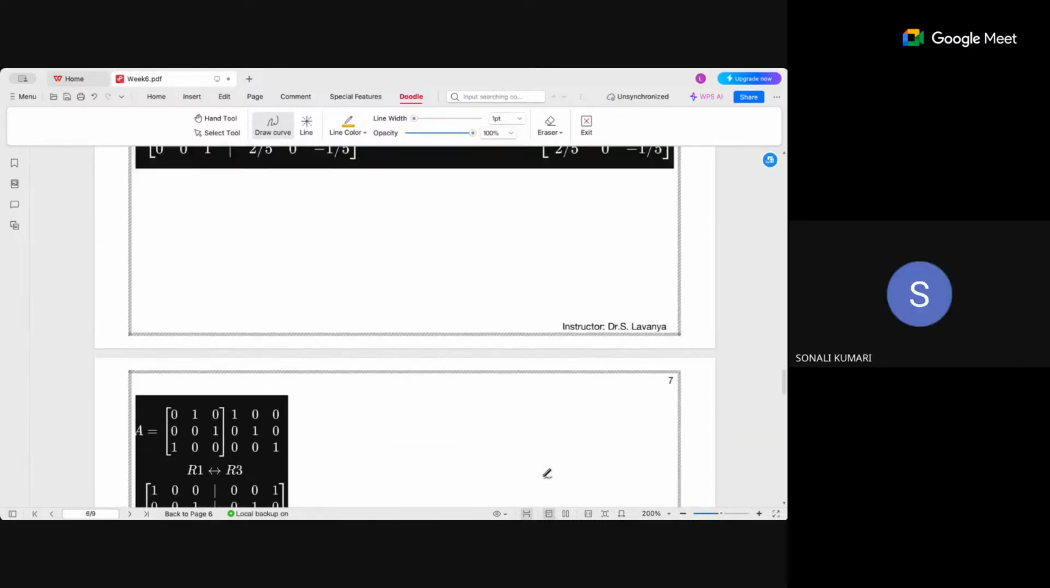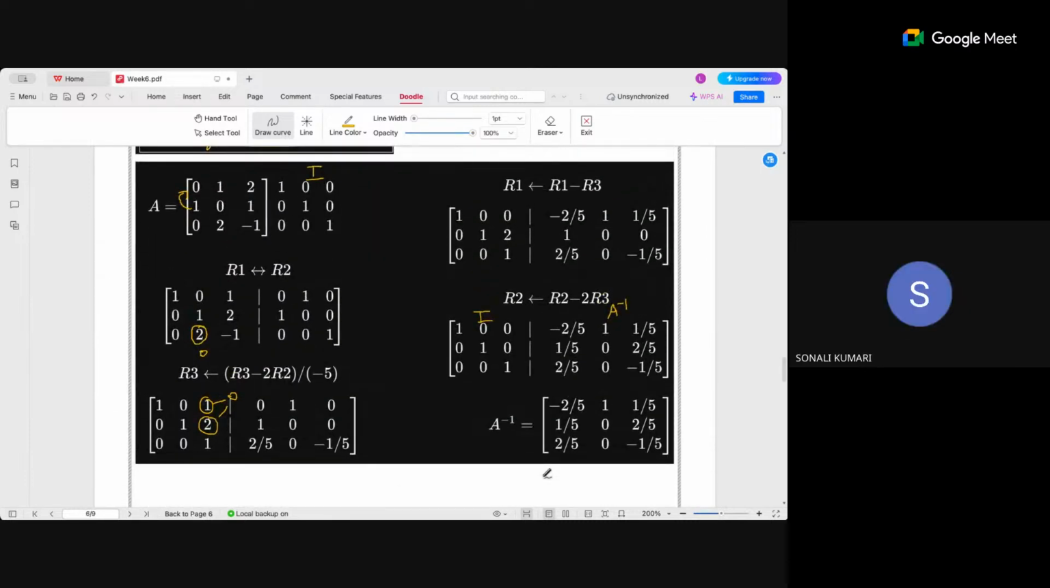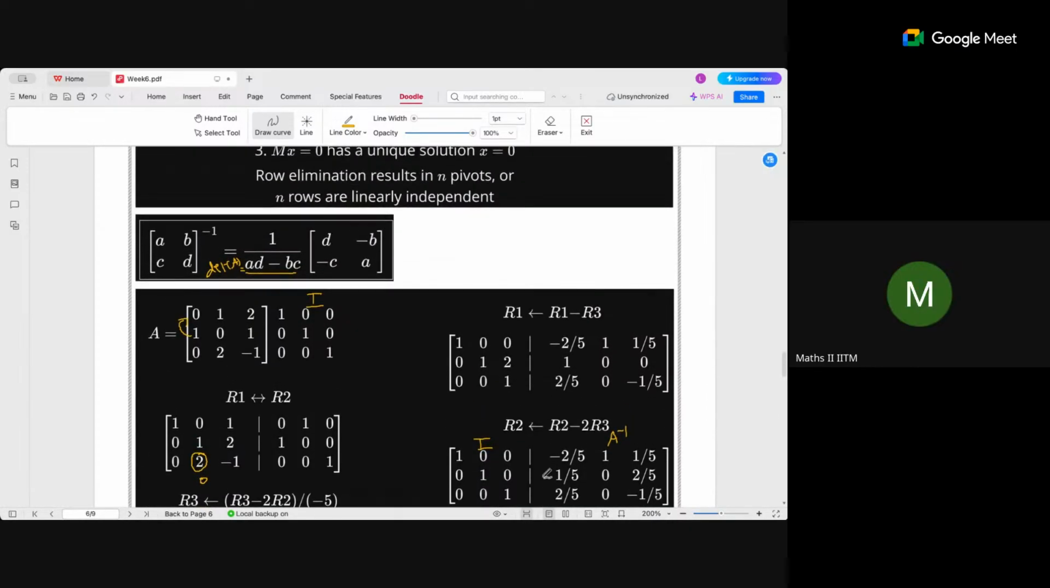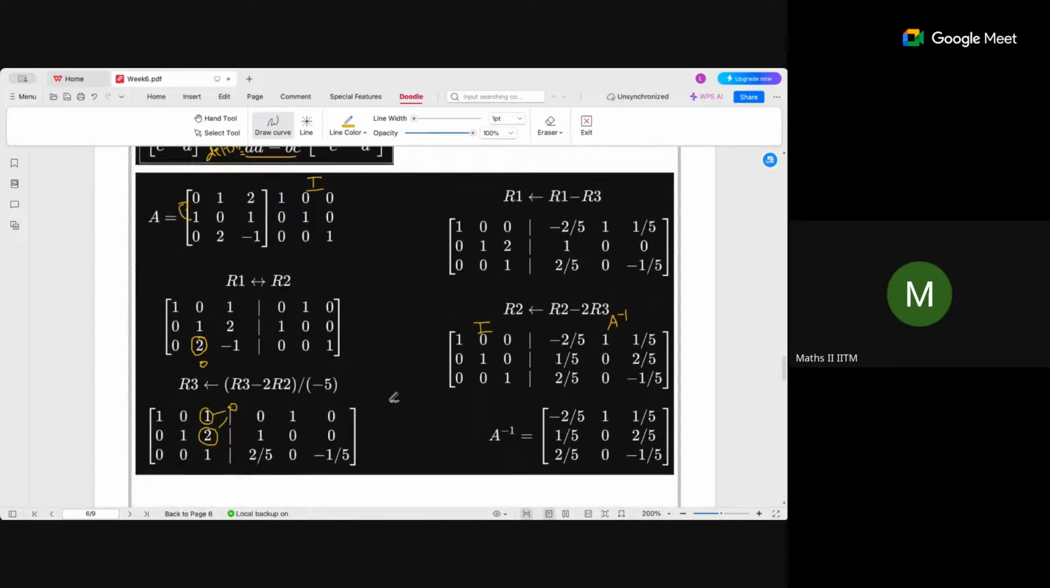Ma'am, can we not find it without the row elimination? As I told you, there are several techniques to find the inverse of a matrix. This is one of the techniques. You can use the adjoint formula with the determinant, that is a different kind of formula, but in this course we are telling you this method. Ma'am, we have to convert the main matrix into the identity matrix too? Yes, you have to proceed till you convert this original matrix to the identity matrix.